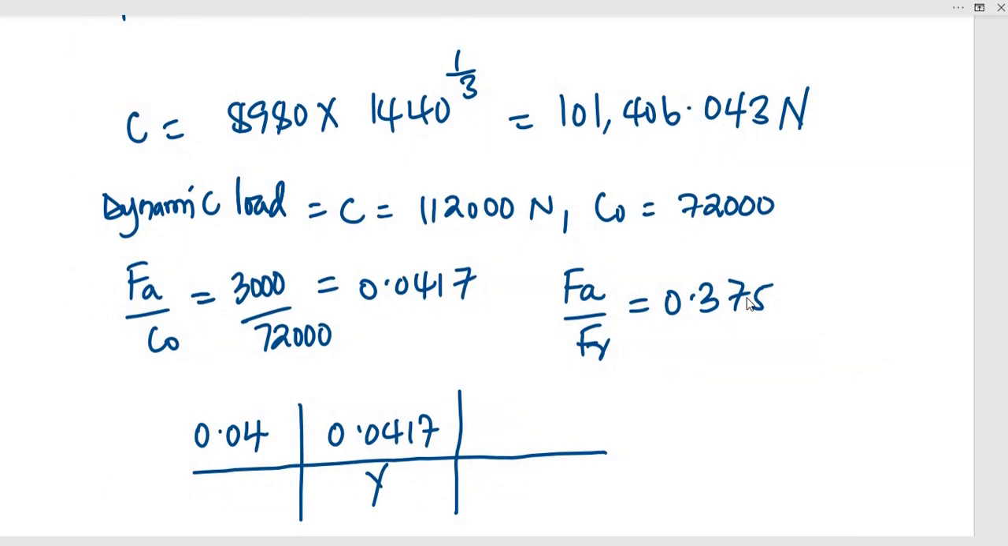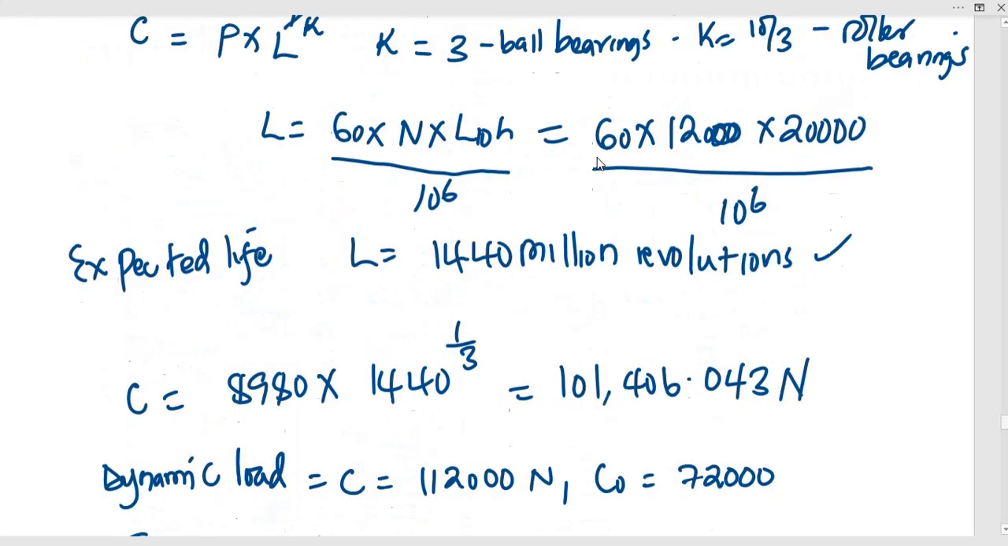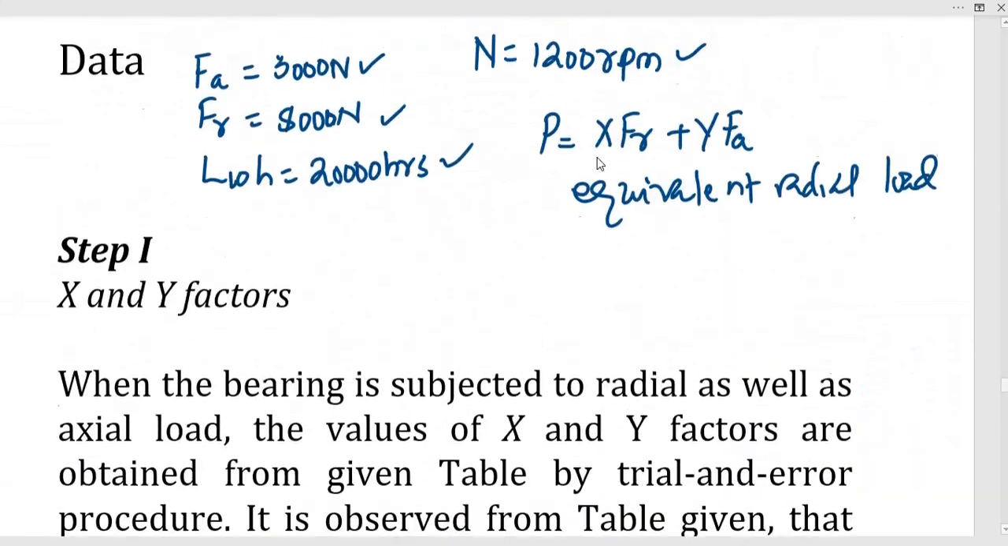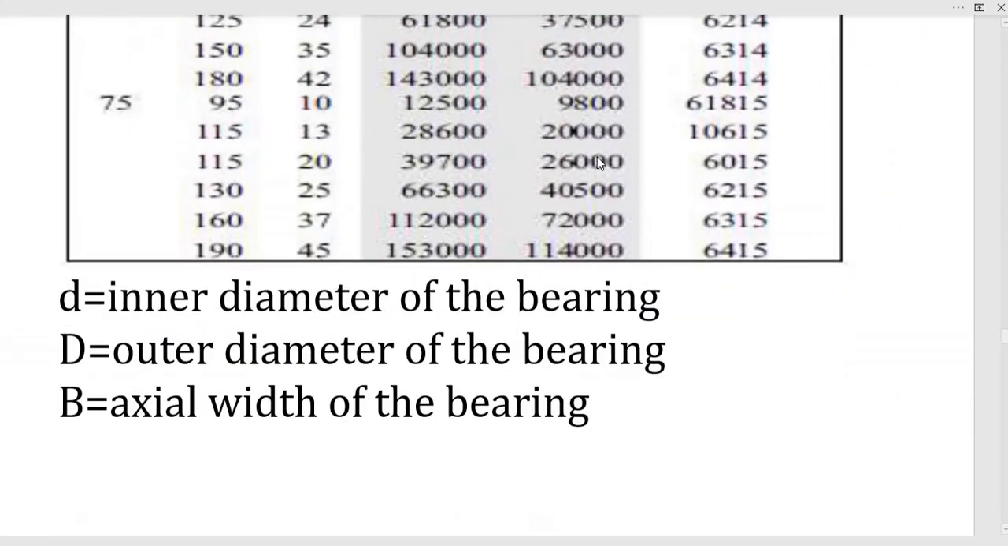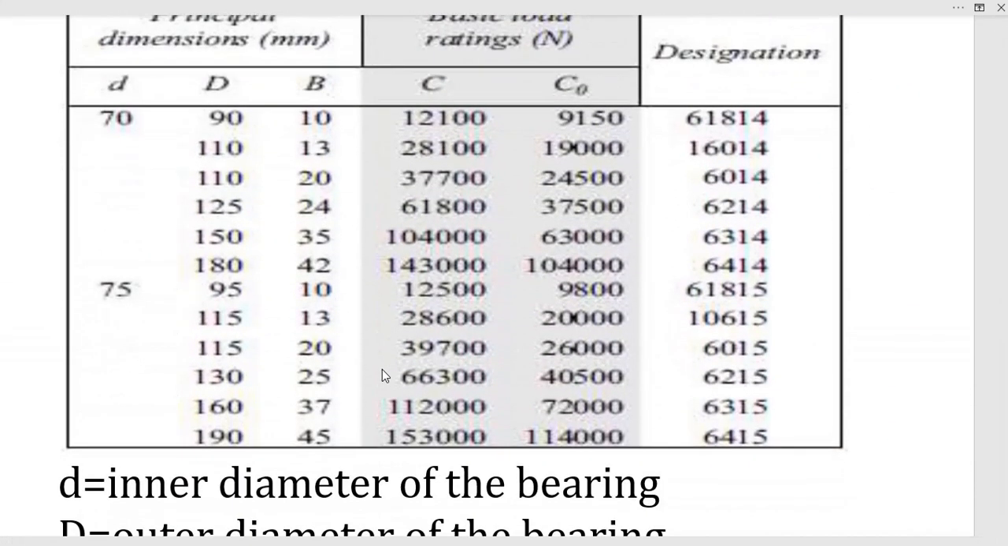Then we substitute it in this formula, we get 100,000, then 406.043 newtons. That's the dynamic load which we are going to use in selecting that particular bearing. So we come to this table and we look at the 75 millimeter diameter.